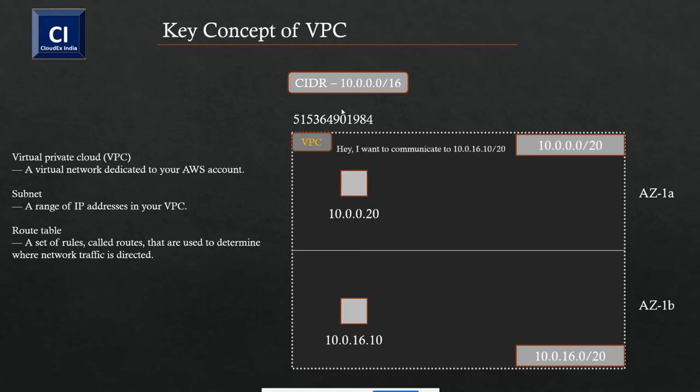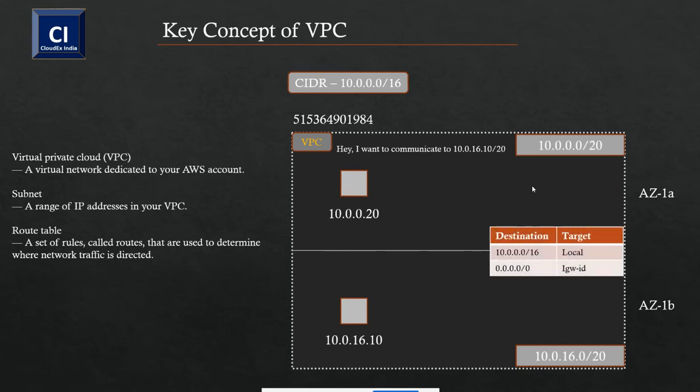Take an example: 10.0.0.20 wants to communicate. It says, hey, I want to communicate with 10.0.16.10. But this virtual machine doesn't know where it is located or how to reach it. So what does it do? It checks the routes associated with the subnet. Once you create a VPC, AWS creates a default route, or local route, which consists of your CIDR block, like 10.0.0.0/16. It creates a local route 10.0.0.0/16, which is known as the local route. So you associate this route table with your subnet, and what does it do?